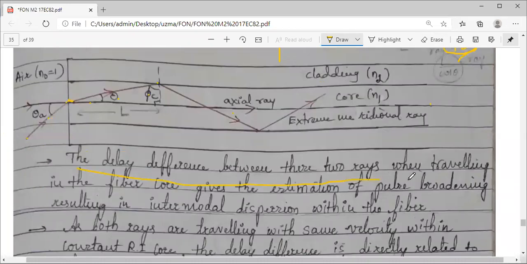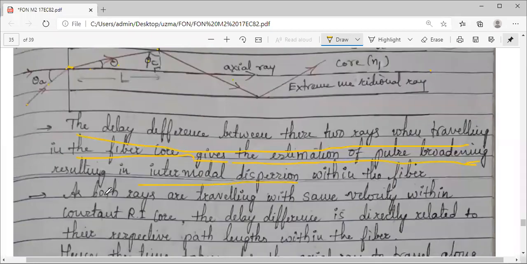The delay difference between these two rays when they travel inside the fiber core will give us the estimation of the pulse broadening. And the pulse broadening will result in intermodal dispersion. Both rays are traveling with the same velocity, as I told you, because it is a step index fiber. The core refractive index is constant, so the velocity will also be constant. However, why are they reaching at different times? Because the distance covered is differing for those two rays. So the delay difference is directly related to their respective path length, as I told you.